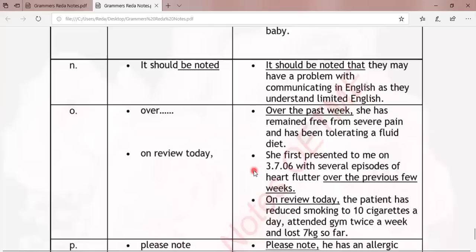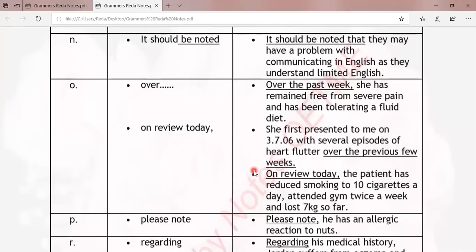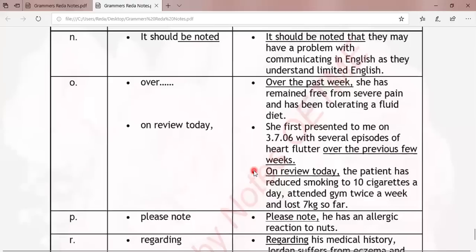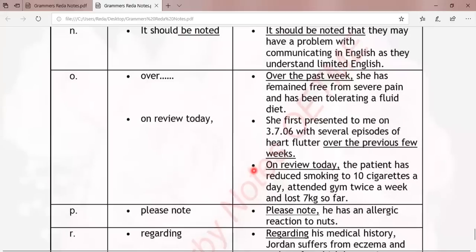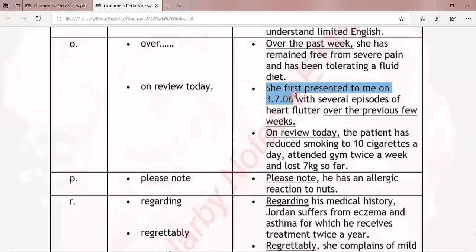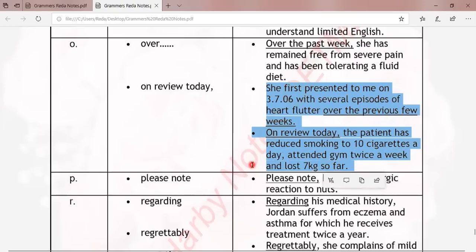Yes, Dr. George, you want to complicate. Okay, complicate it right. Don't complicate it wrong. On review today, very nice. She first presented to me on date with several episodes of heart flutter over the previous few weeks. Very nice. On review today, the patient has reduced smoking to 10 cigarettes a day, attended gym twice a week, and lost weight. Very nice and very correct.